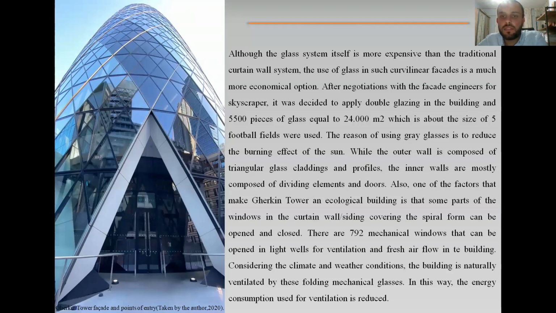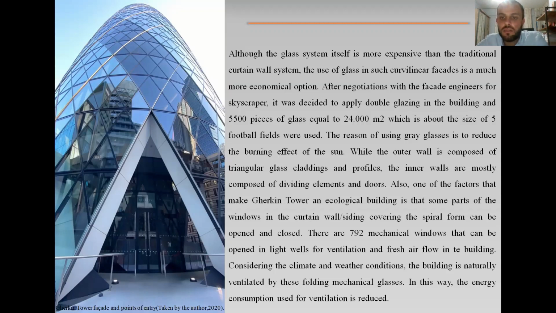After negotiation with the facade engineers for the skyscraper, it was decided to apply double glazing in the building, and 5,500 pieces of glass, equal to 24,000 square meters, which is about the size of 5 football fields, were used. The reason for using gray glass is to reduce the burning effect of the sun.